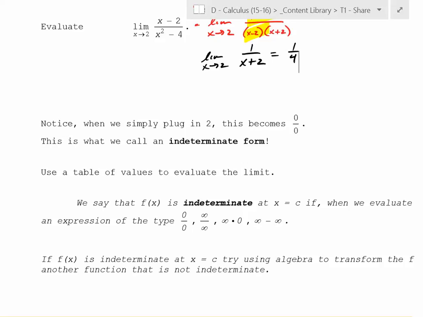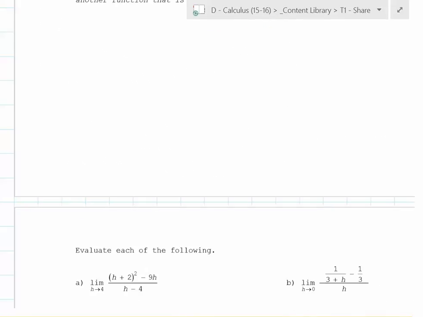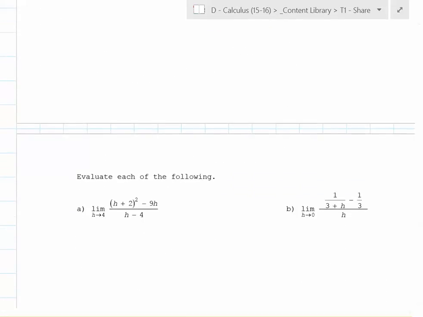This is the phrase I want you to remember, indeterminate form. If you try to plug in 2, you get 0 over 0, which is an indeterminate form, in which case you need to do some sort of simplification. So let's practice some of this simplification.